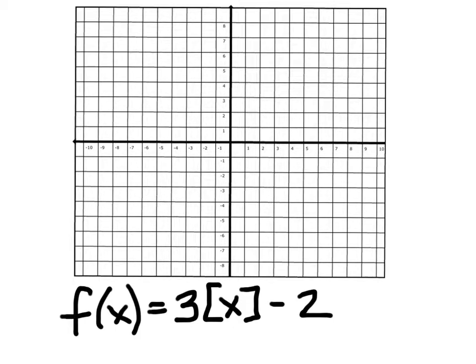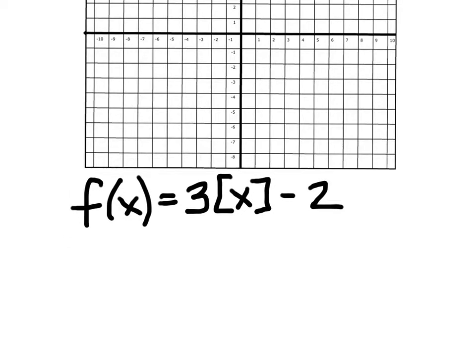From the homework review, you should have learned that this graph is going to stair-step up, and it's going to increase upwards by how many each time? By 3, because you're multiplying the greatest integer by 3. So let's see if that holds true.